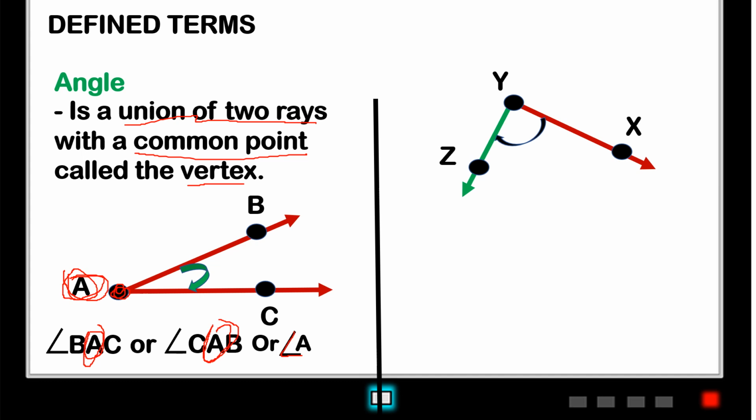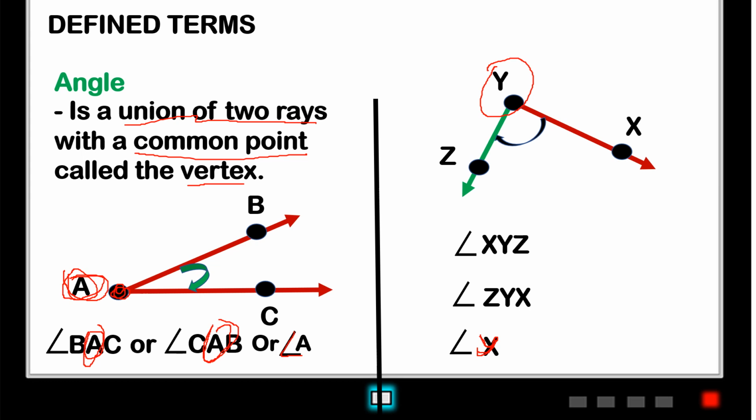Then I have ray YX and ray YZ joined together with a common point at Y. So if I want to represent this, it will become angle XYZ. Tatandaan na yung Y nasa gitna. Or it could be angle ZYX. Kung gusto natin na isa lang, it could be angle Y only. It is not X, it should be Y, angle Y. So tatandaan natin na laging nasa gitna po yung atin pong common point sa given angle.